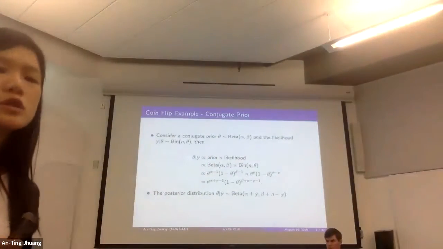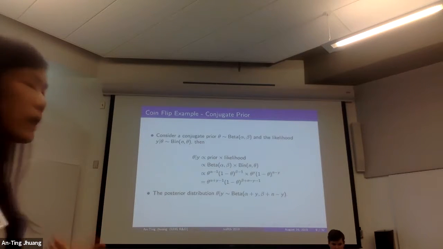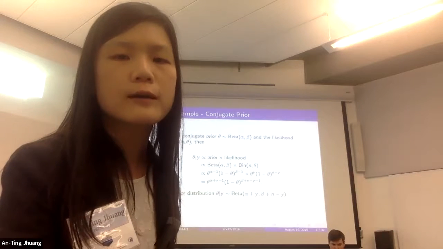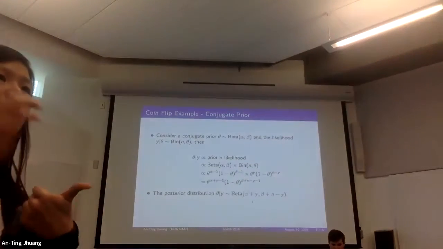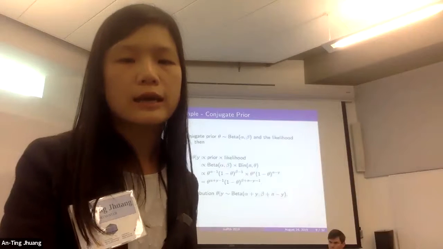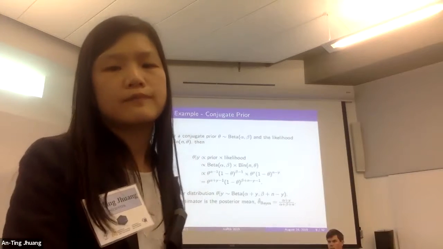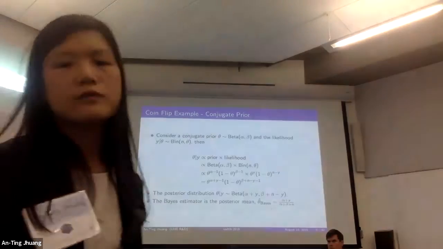So here we get the posterior distribution with the two shape parameters alpha plus y and beta plus n minus y. As you can see, different from the previous prior alpha, beta, it incorporates your prior belief and also your data. Okay, so the posterior mean is our estimator. It's actually this ratio.